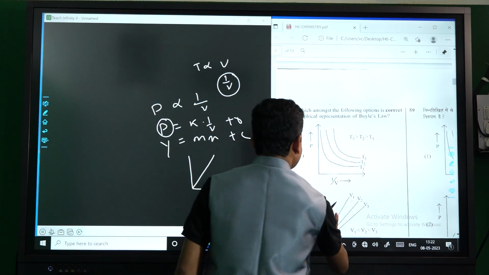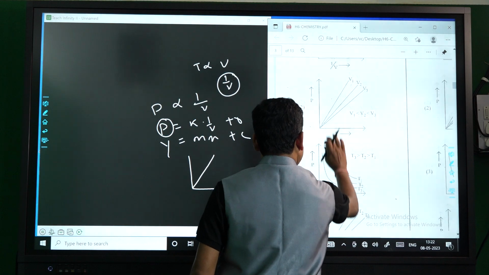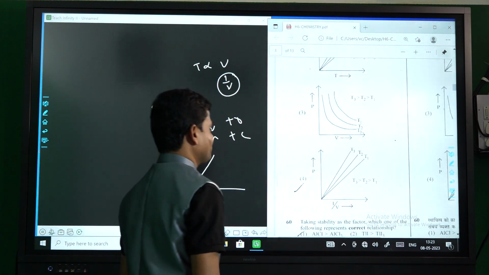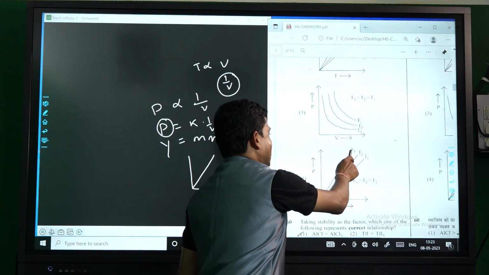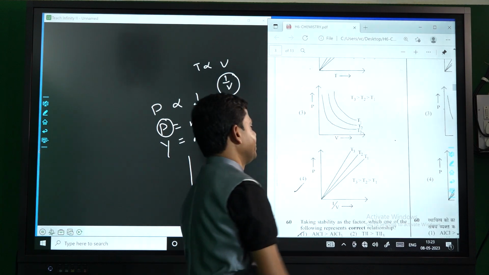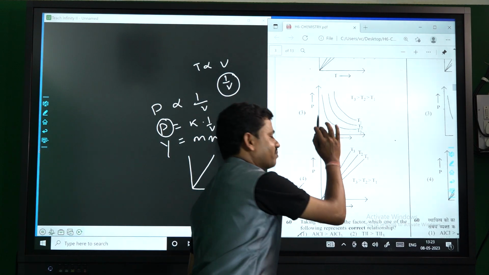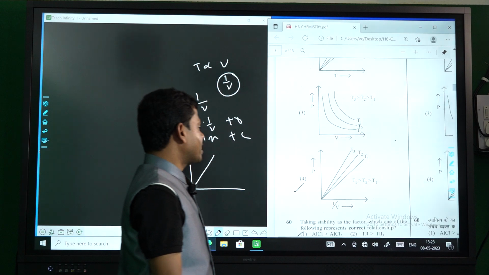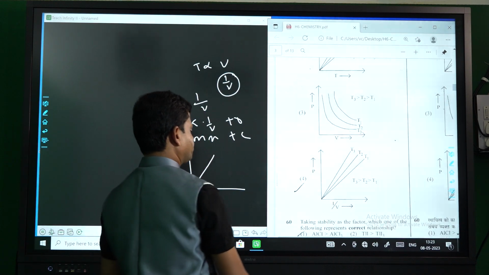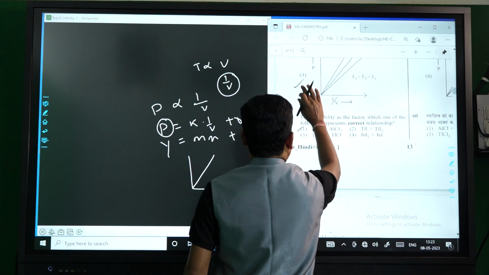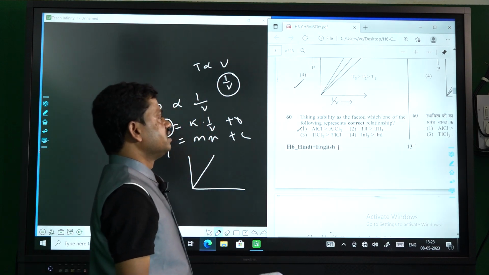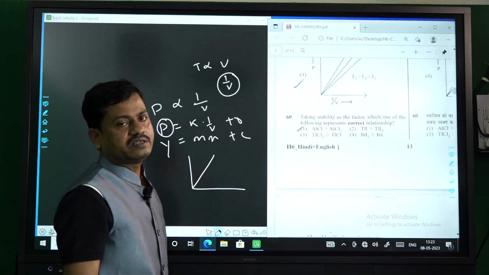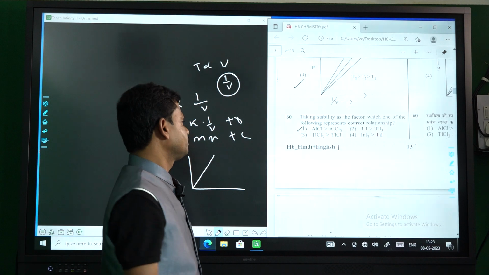In that scenario, your answer is correct. The answer is 4. This is high temperature, where the 1 by V value is minimum. At temperature T1, the 1 by V value is maximum. So the correct expression is 4. And that graphical representation is given in your NCERT book, chapter gaseous state.